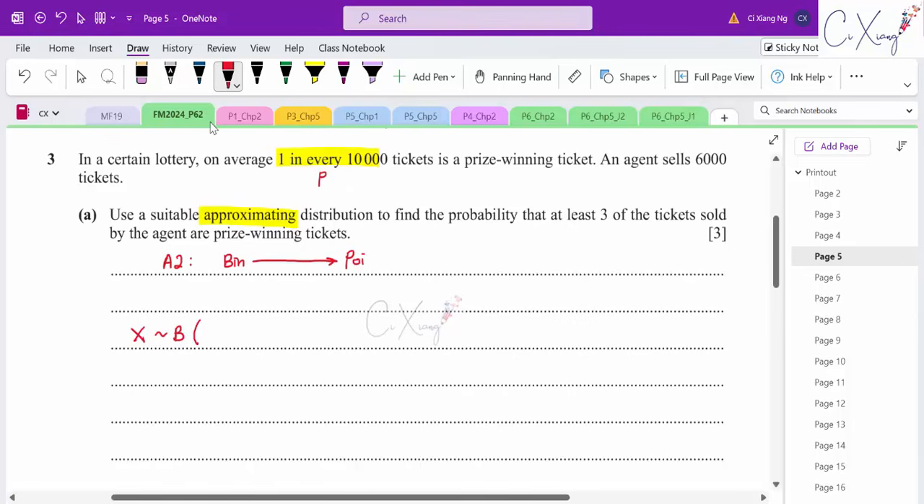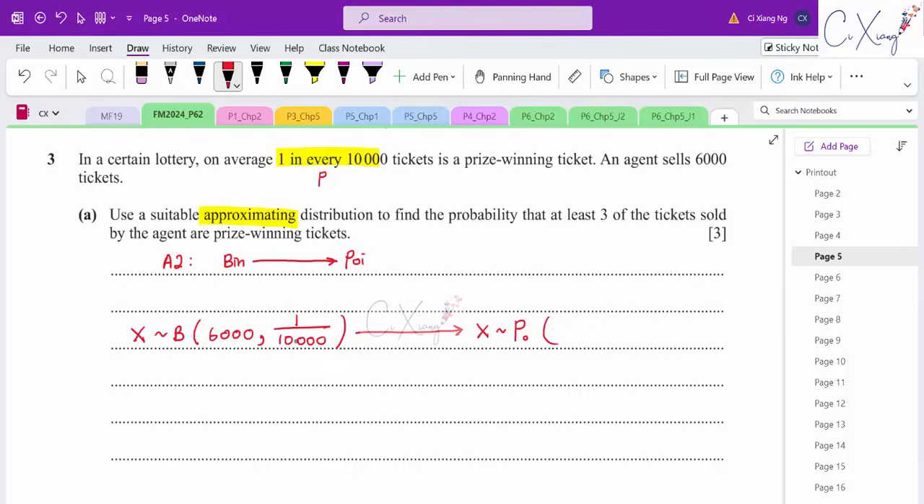So what is the n? n is 6,000. What is the p in the binomial distribution? It is 1 over 10,000. When I want to change it to a Poisson distribution, the parameter in Poisson is lambda. So how can I get the lambda? I take n multiplied by p, because n times p gives the mean. So the lambda in the Poisson distribution is actually the mean. Taking n multiplied by p, you get the value 0.6.